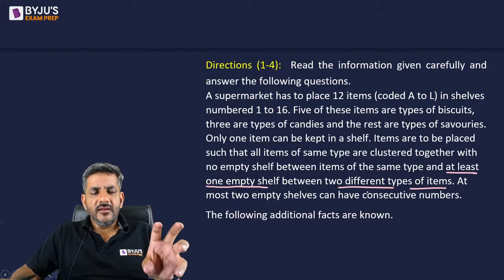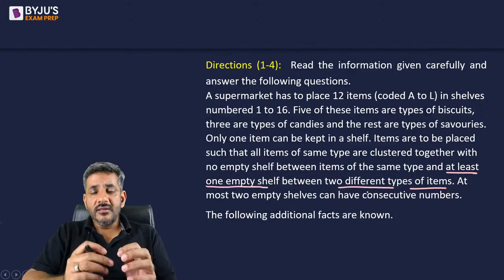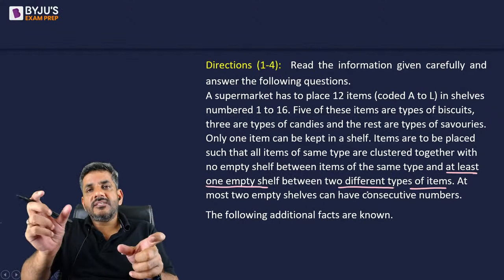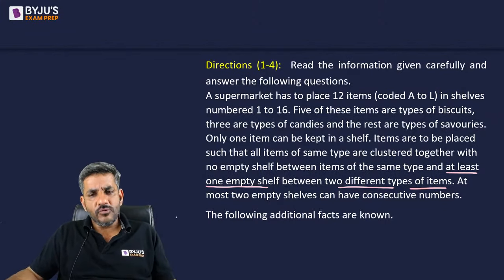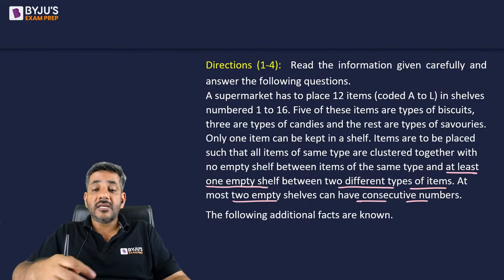So basically, whenever I'm going to put those 5 biscuits, those 5 will be together, but there would be at least one empty shelf between those 5 biscuits and those 3 candies. There should be at least one empty shelf between them. At most, 2 empty shelves can have consecutive numbers, so not more than 2 can be empty shelves which are consecutive.